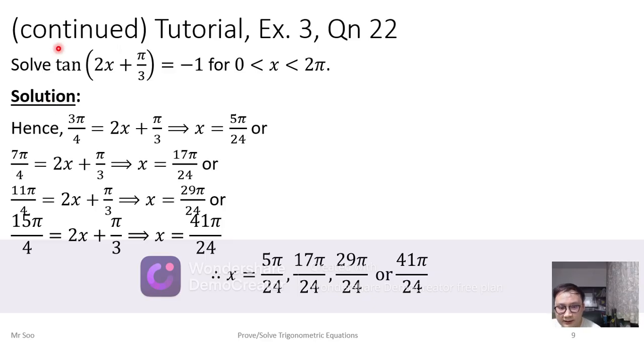Your calculator got tangent function, right? Correct. So what you do is you press the tangent function followed by open bracket 2 times 5 pi over 24 plus pi over 3, close the bracket. I should get close to minus 1. The same thing for the other 3 values: 17 pi over 24, 29 pi over 24, 41 pi over 24. That is one quick verification.